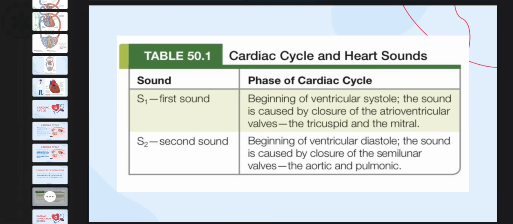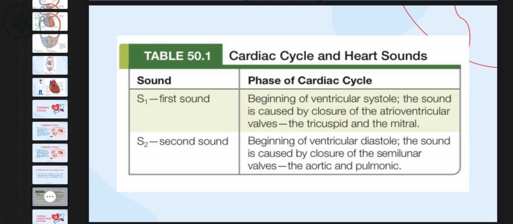In this table, we have the cardiac cycle and heart sounds. And in sounds, we have two: the first and second sound. The first sound is at the beginning of ventricular systole. The sound is caused by the closure of the atrioventricular valves, or the tricuspid and the mitral. So the sound of the heart is lub-dub. That is the first sound, the lub.